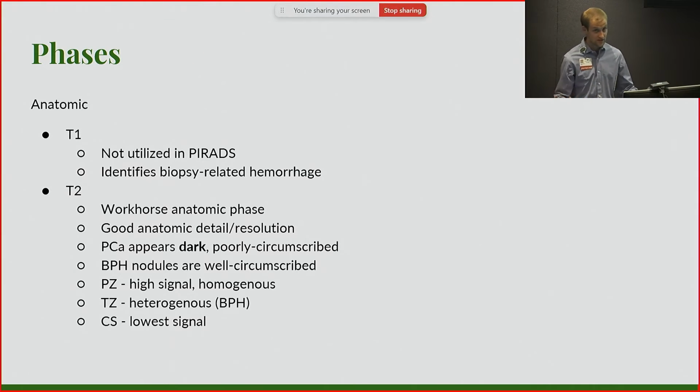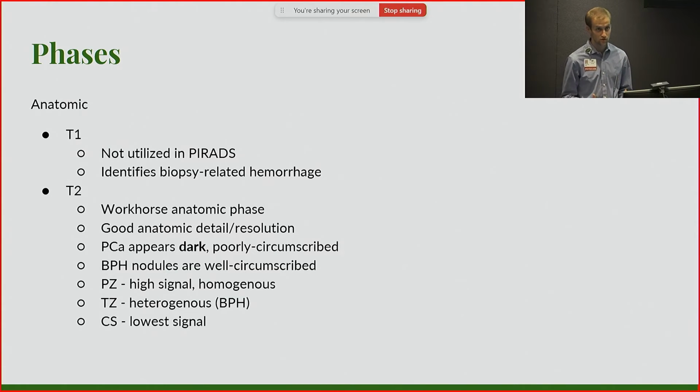So just some basics about MRI phases. Looking at the anatomic phases of MRI, this is what you're going to look at to see what the gland looks like anatomically: the size, the shape, etc. T1 is not utilized a ton. It's not utilized at all in the PI-RADS scale. It can identify hemorrhage, prior bleeding, especially from a prior biopsy. T2 is really going to be the workhorse.